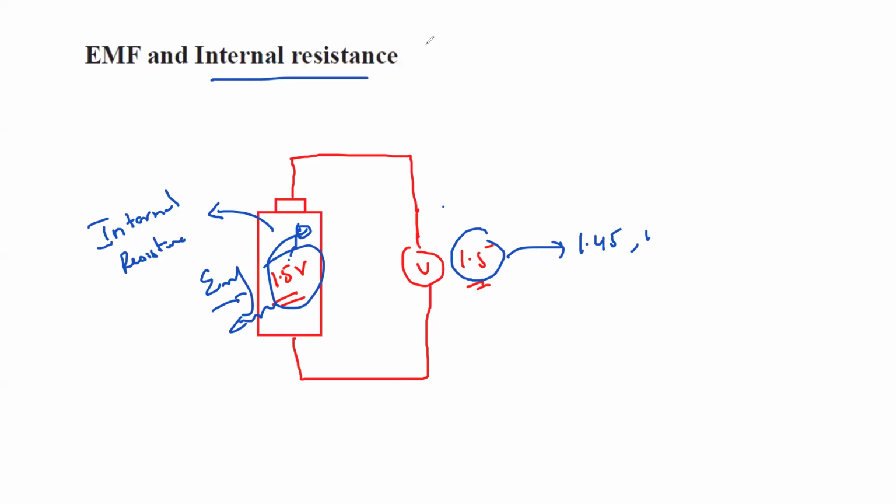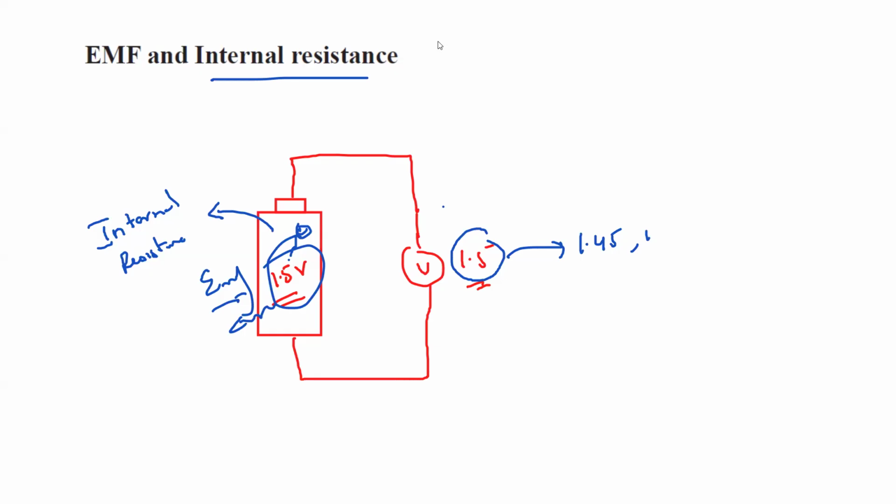And what is the evidence of the internal resistance? When you allow the current to flow through a cell or a battery, you never get the same voltage that is labeled on the cell. You always get a smaller value than what is labeled on the cell.